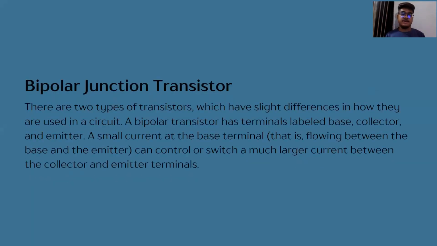A bipolar junction transistor. There are two types of transistor, which have slight differences in how they are used in a circuit. A bipolar transistor has terminals labeled base, collector, and emitter. A small current at the base terminal can control or switch a much larger current between the collector and emitter terminals.